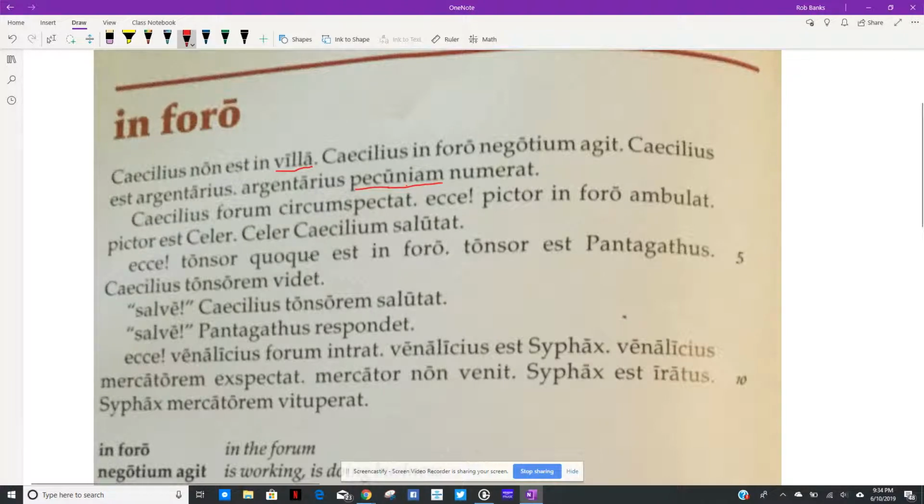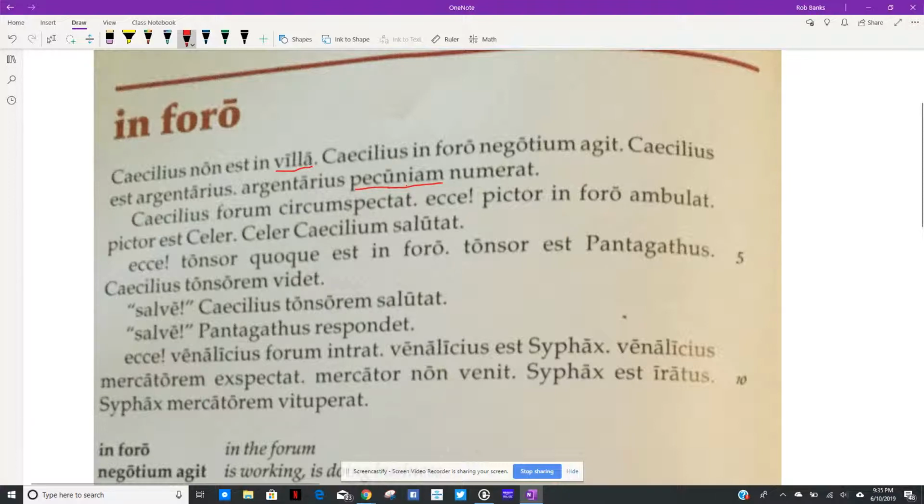Ecce. Tonsor quoque est in foro. Tonsor est Pantagathus. Caecilius tonsorem videt. Salve, Caecilius. Tonsorem salutat. Salve, Pantagathus. Respondet. Ecce, Vendelicius forum intrat. Vendelicius est Supax. Vendelicius mercatorem exspectat. Mercator non venit. Supax est iratus. Supax mercatorem vituperat.